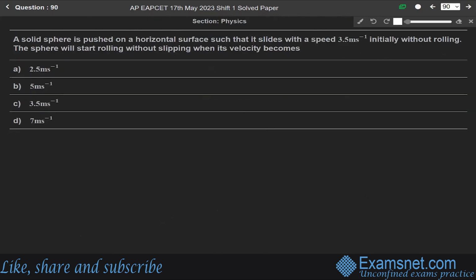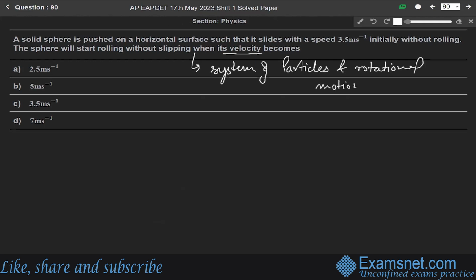Now next question, 90. A solid sphere is pushed on a horizontal surface such that it slides with a speed of 3.5 meter per second initially without rolling. The sphere will start rolling without slipping when its velocity becomes, okay, we have to find the velocity. So this question is again from the chapter of system of particles and rotational motion.